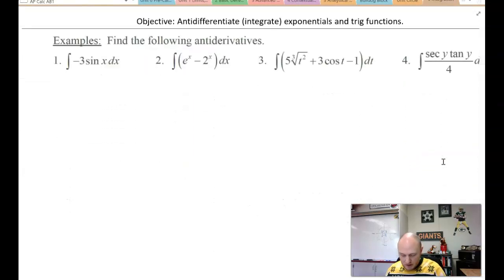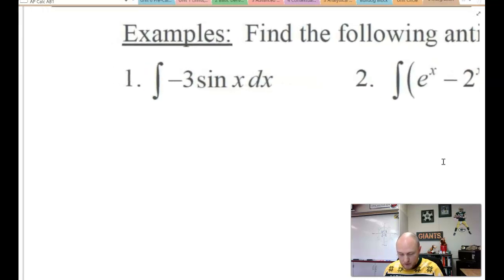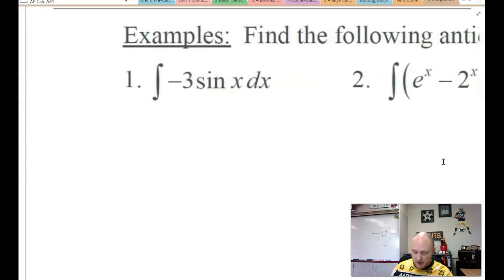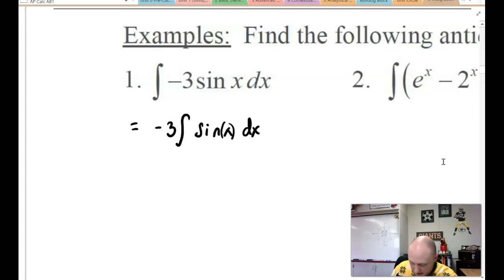So here are the examples, and we'll start out with number 1. They want us to integrate negative 3 sine of x dx. So I'm going to rewrite this and pull out that constant. So I have negative 3 times the sine of x dx. And I want to integrate sine of x. The integral of sine of x is negative cosine of x.